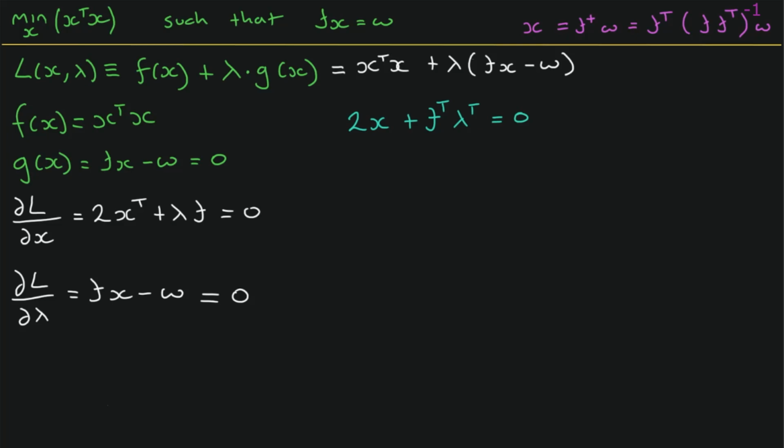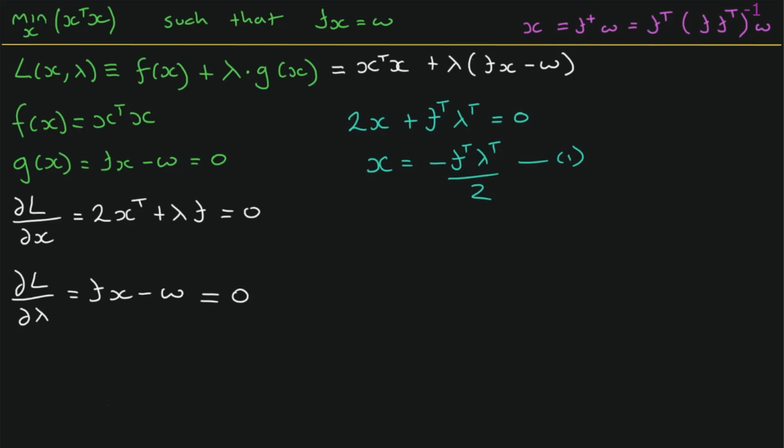So now if we want to rearrange this for x, we subtract this J transpose lambda transpose from both sides, and we divide by 2, which gives us x is equal to minus J transpose lambda transpose on 2. And we'll call that equation 1.